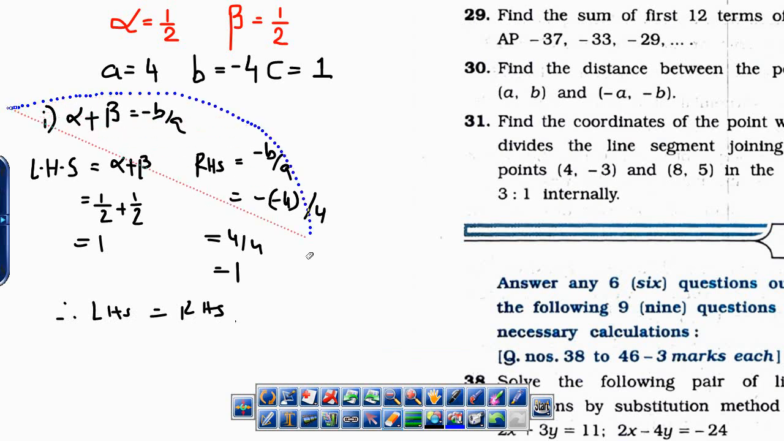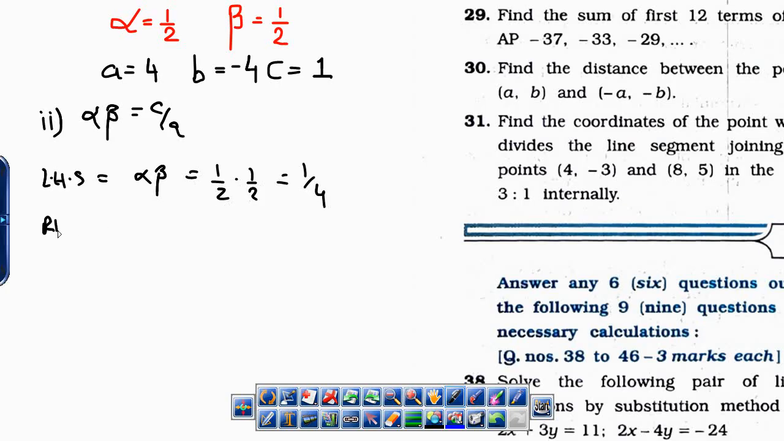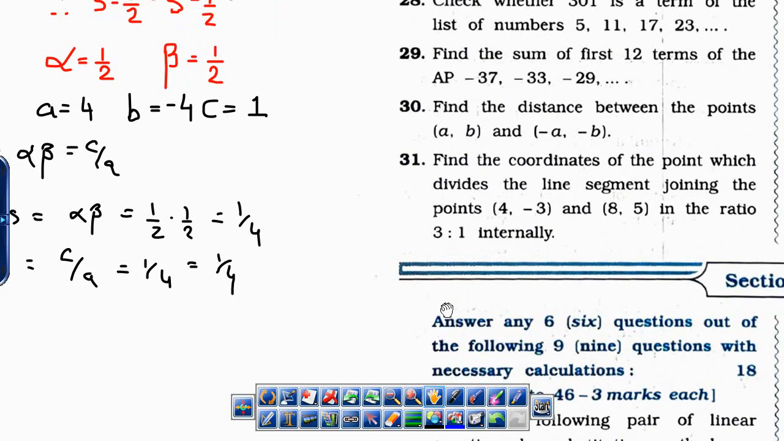Second relationship verify करते हैं. Alpha into beta वाली. Alpha into beta is equal to c by a. LHS alpha into beta, 1 by 2 into 1 by 2, 1 by 4. RHS c by a, 1 by 4. Hence LHS equal to RHS. And finally 2 words, hence verified.